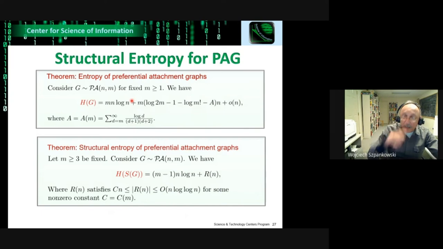What is interesting is that we can prove, using the formula I showed you relating label entropy and structural entropy, which is related to symmetry and gamma, that the compression of the structure is m minus one times log n, and this goes like n log n. So here's the question: can you give me an algorithm for structural compression of a preferential attachment graph with fixed m that achieves this lower bound? And I will show you one.